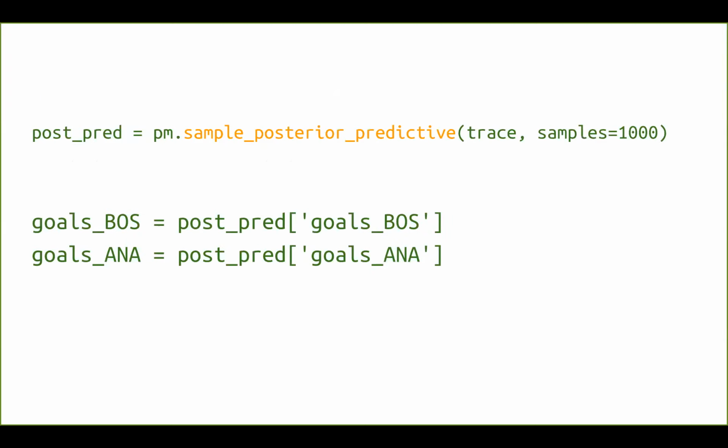Last step, I can use that trace to generate a predictive distribution for the next game, the game coming up on Friday. This is the number of goals I think Boston will score and the number of goals that Anaheim will score.